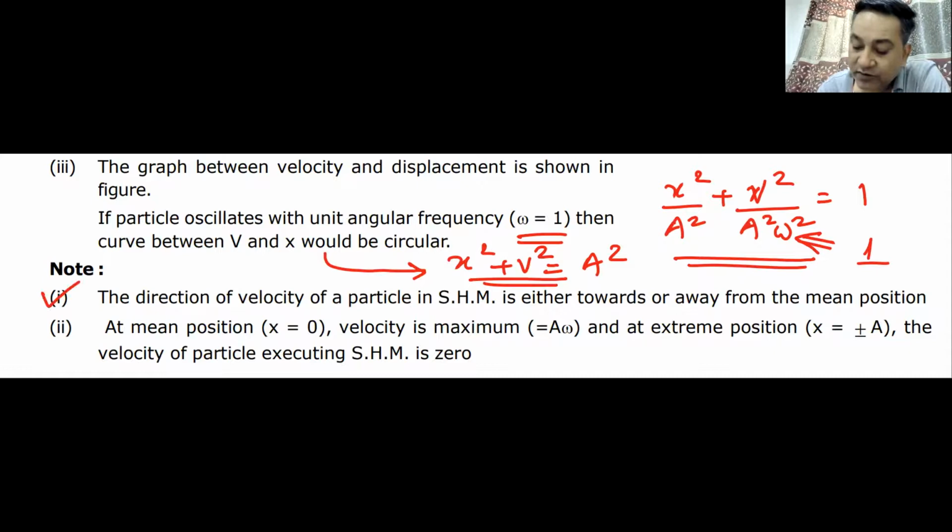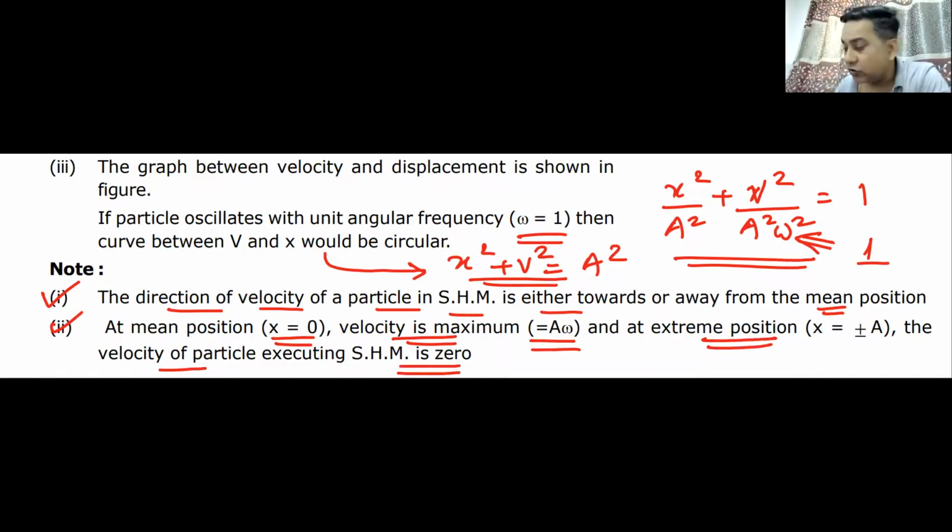The next point that you must note is the direction of velocity of the particle in SHM. It can be towards the mean position when it is moving towards the mean position. It can be away from the mean position as well when it is moving away from the mean position. At the mean position, x is 0, velocity is maximum, the value is a omega. I've already told you. At the extreme position, the velocity of the particle is 0. It has to be 0, otherwise it will keep on going ahead. Do we understand this?